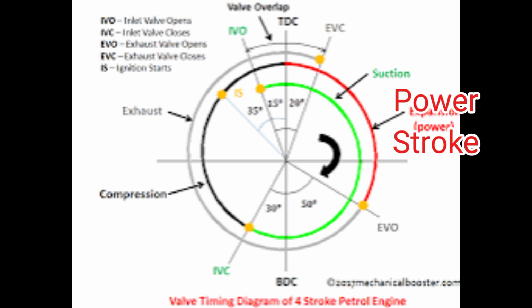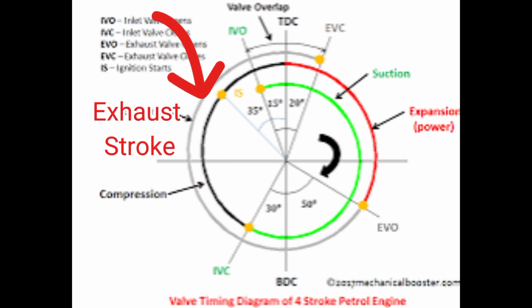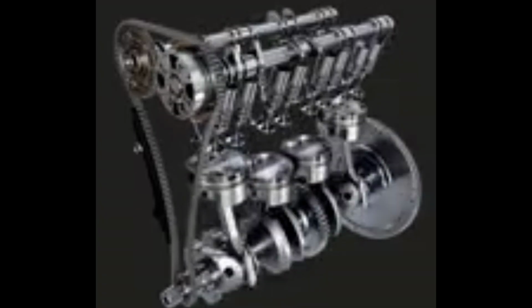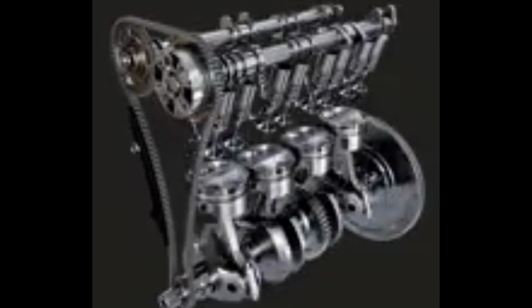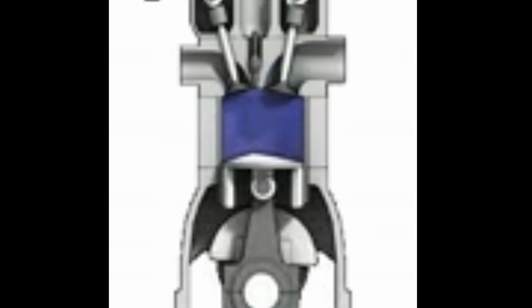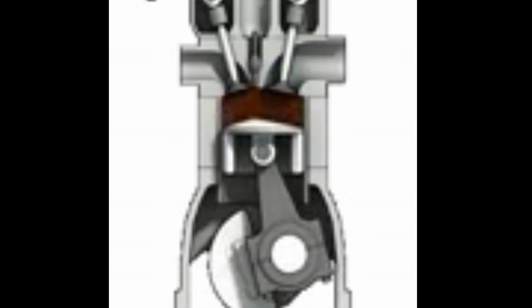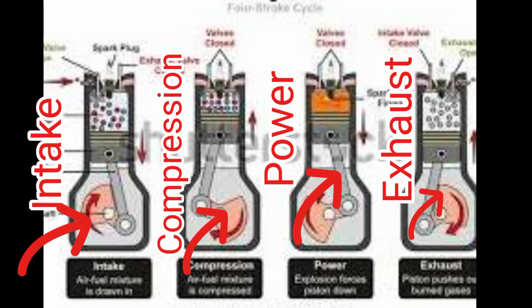Power stroke. The power stroke typically lasts about 140 degrees of crankshaft rotation. Exhaust stroke. The exhaust stroke typically lasts between 230 degrees and 240 degrees of crankshaft rotation. The number of cylinders in an engine determines how many power strokes occur within the 720 degrees of crankshaft rotation. For example, a 4-cylinder engine will have 1 power stroke for every 180 degrees of crankshaft rotation.